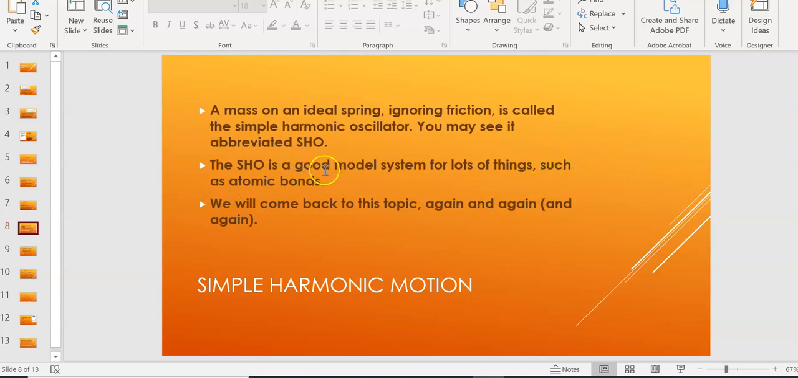The reason that we in physics emphasize the simple harmonic oscillator so much is because it is a good model system for a lot of things, like atomic bonds. And they're going to talk a lot about that in chapter 4 of Matter and Interactions.